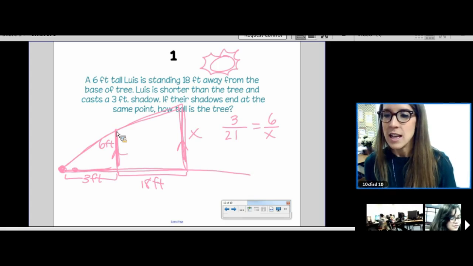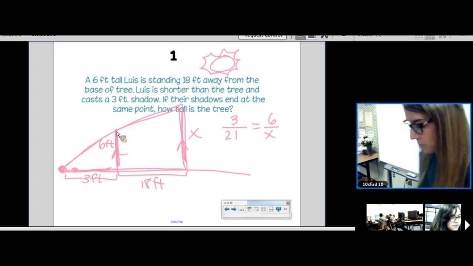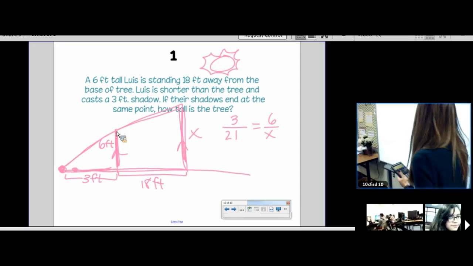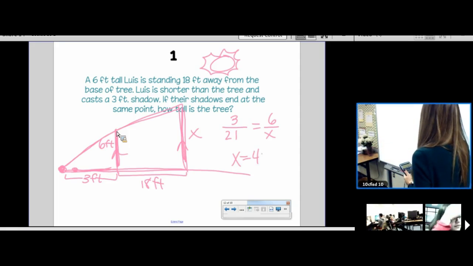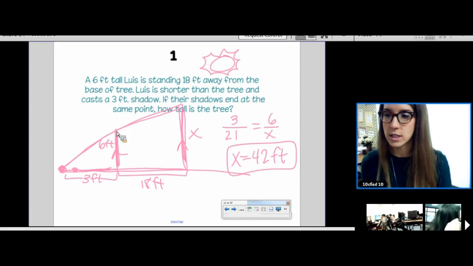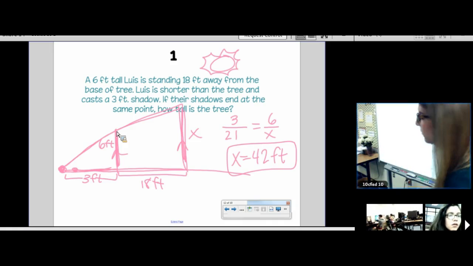Oh, thank you, Anas. Is everyone okay with my 21 that I added those together? Is everyone okay with my proportion? 6 times 21 divided by 3. X is 42. That tree is 42 feet tall. Yes, we put units because, yes, it's a word problem. Yes, we need units. Okay? Moving on.